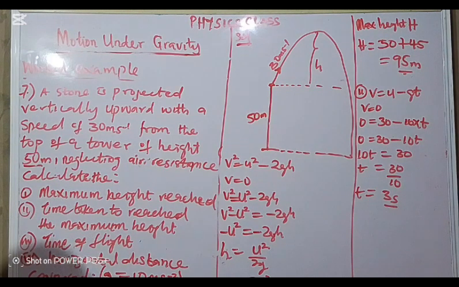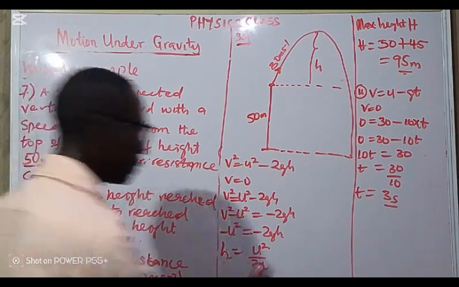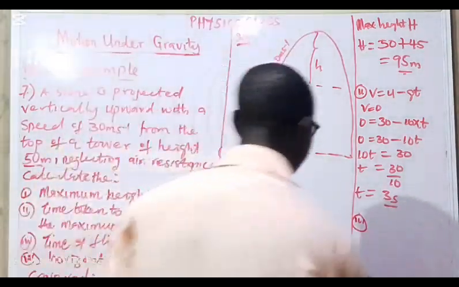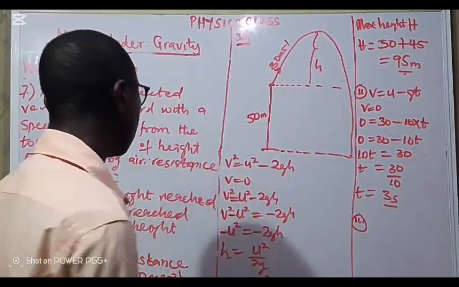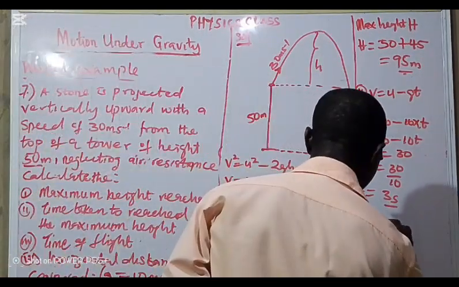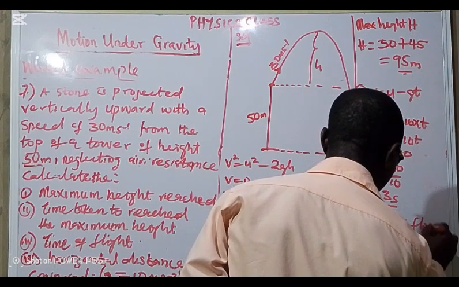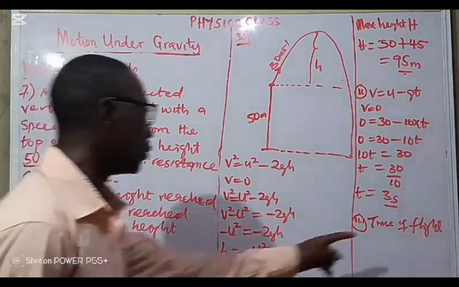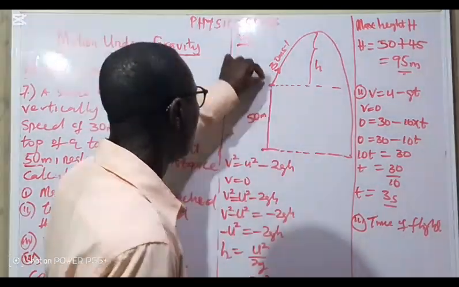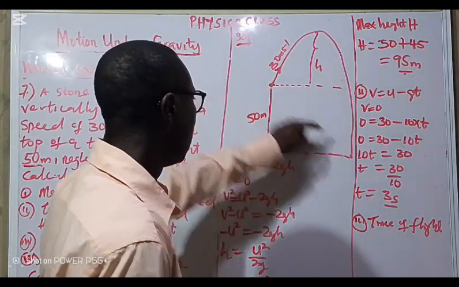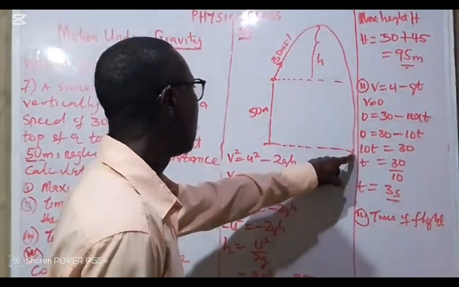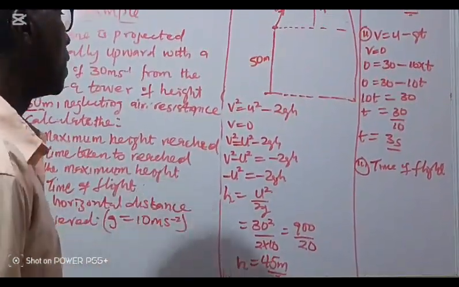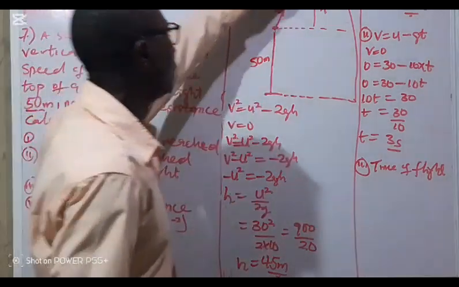Now, question 3 says time of flight. Mind you, here the time of flight, as I said the other time, cannot be 2t. Why? Because the motion started from the top of the tower and landed on the horizontal ground, so they are not at the same level. So the first thing we need to do now is to calculate the time to fall from maximum height to the ground.